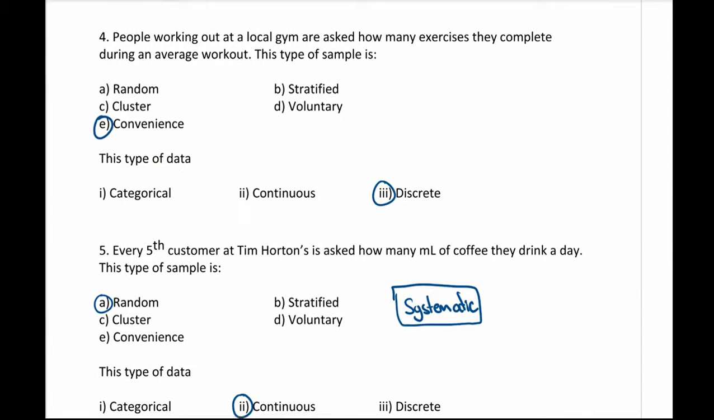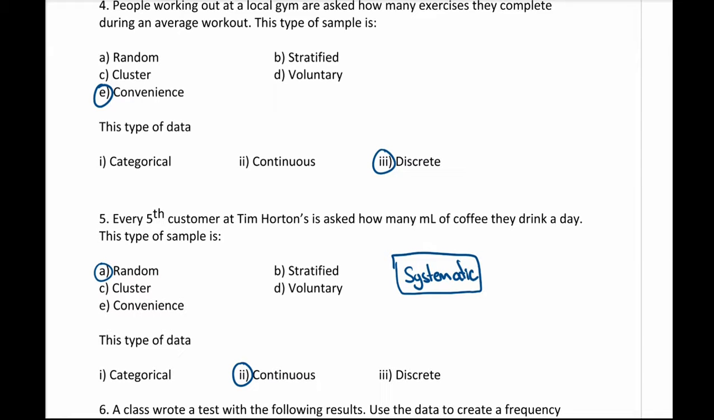Number 5, every 5th customer at a Tim Hortons is asked how many milliliters of coffee they drink a day. So based on the answers that were given, you could argue that it's a random sample because every individual has an equally likely chance of being that 5th person. But if you go to our actual sampling techniques chart, you could find a better technique, which would be systematic. Systematic sampling is where you're taking every nth member of a population. So for example, as we see here, every 5th customer, that would be an example of systematic.